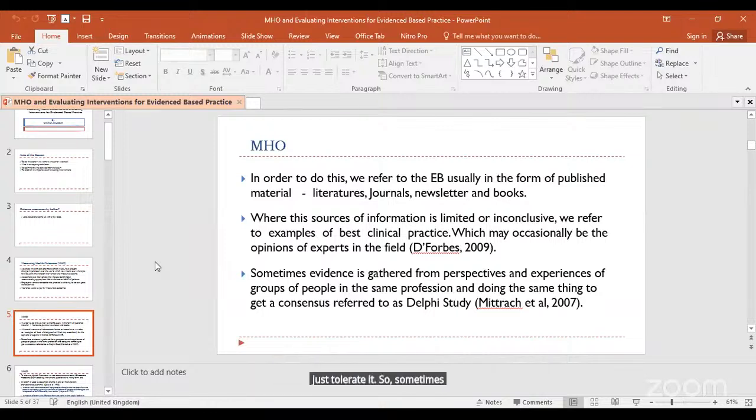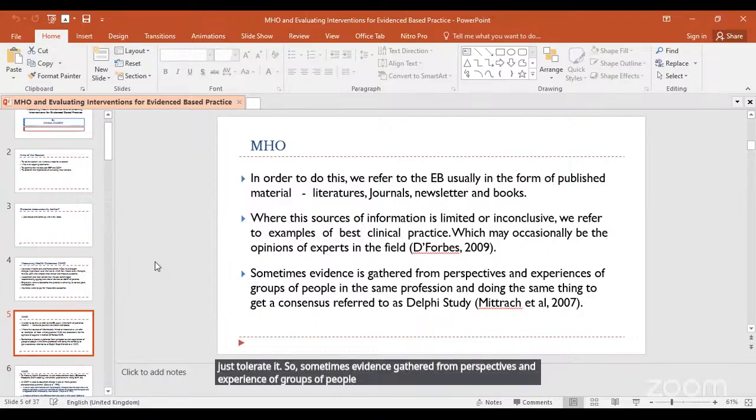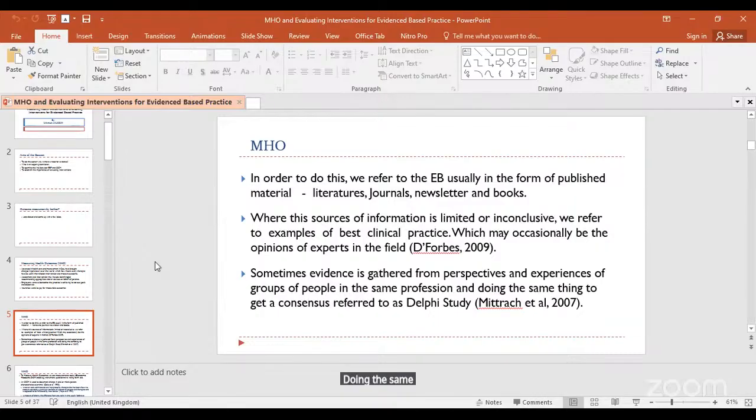So sometimes evidence gathered from perspectives and experience of groups of people in the same profession doing the same thing, to get a consensus, can also be grouped together in a Delphi study, which we can bring up, to form best clinical practice. However, like I said, if as professionals we cannot agree on the same consensus to describe a group of conditions, then it is difficult to even say we want to do a Delphi study in Nigeria. But they are very important in evidence-based practice now, especially when clinical practice guideline forms the top of evidence-based practice.